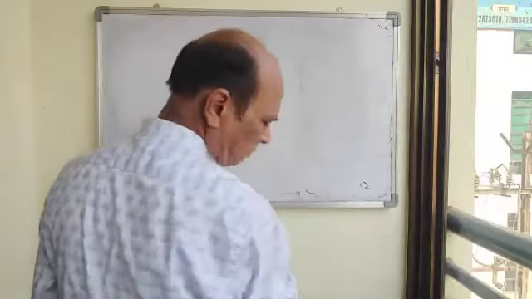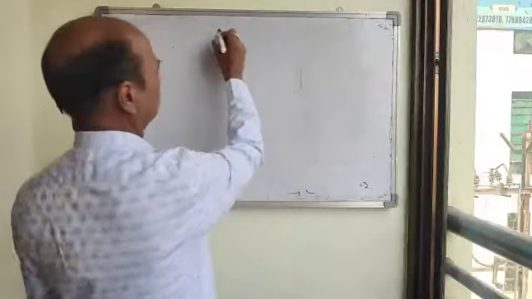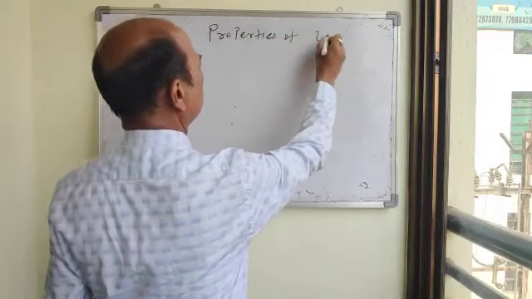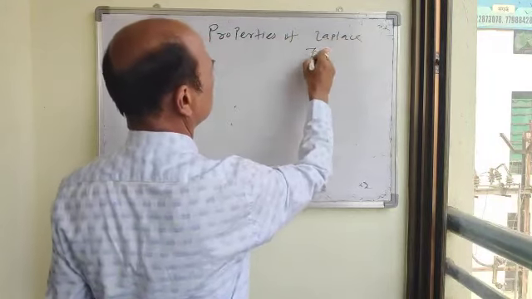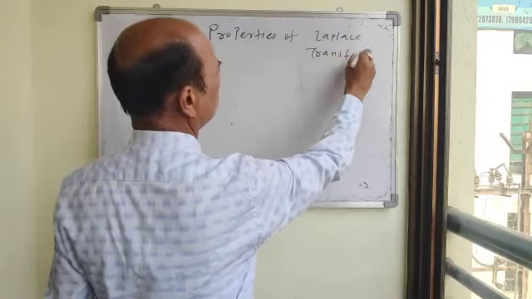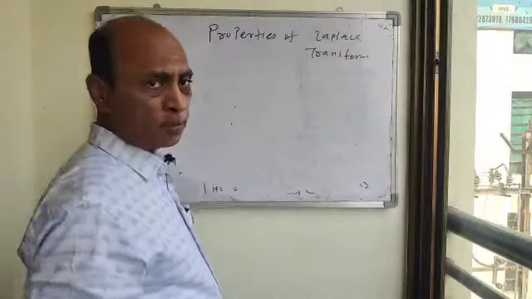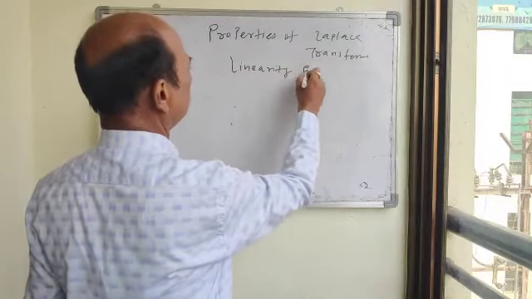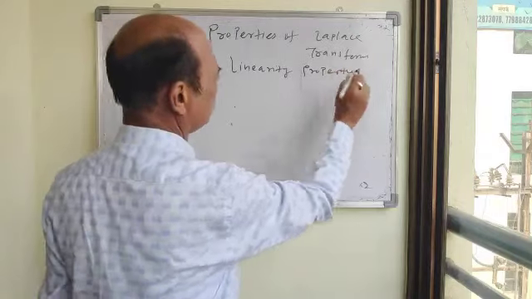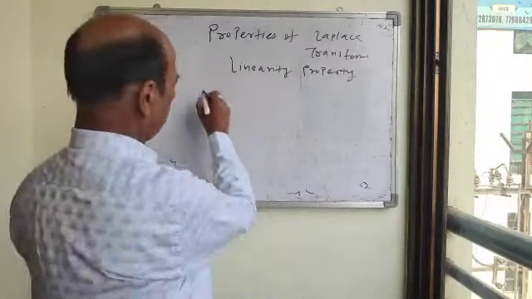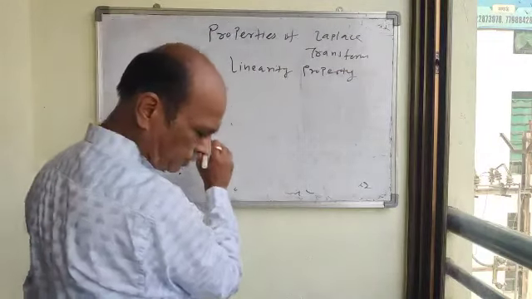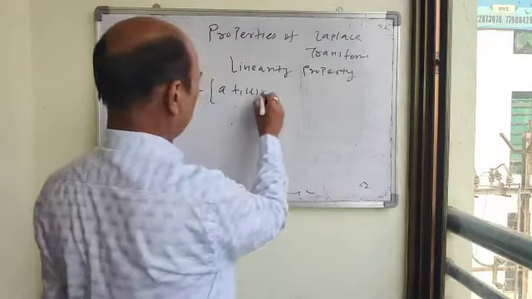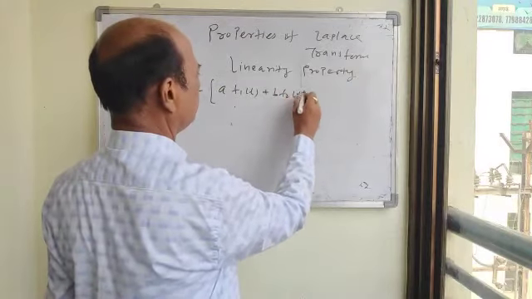Now we will see some properties of the Laplace transform. So the first property is the linearity property. What is that? L of, suppose, a f1 of t plus b f2 of t.